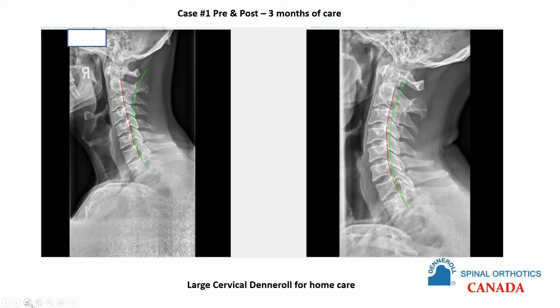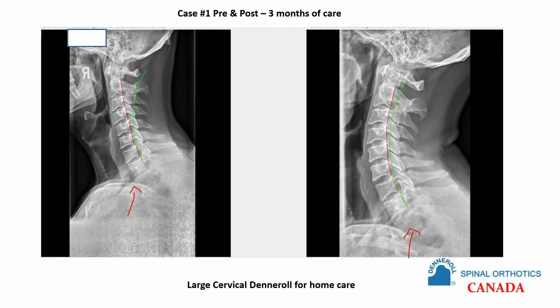So again, I tell the patient this should be a great curve correction if he follows through with my recommendations and is consistent, and the patient was. So here's pre, right? And here's post 3 months of care after our first corrective care plan.